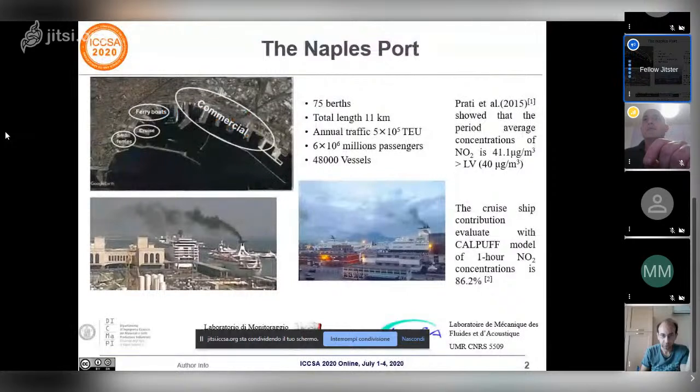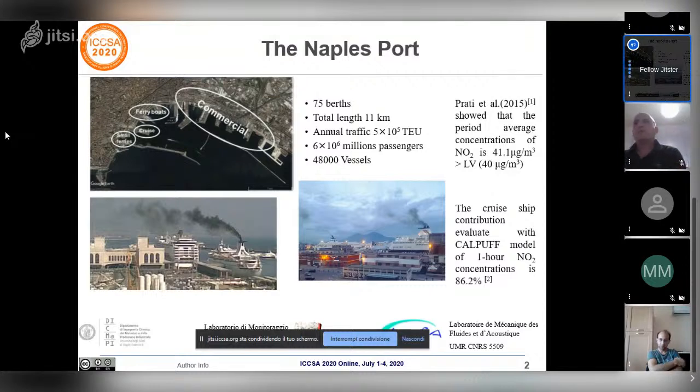So the Naples port is one of the most important ports in the Mediterranean area. It is about 11 kilometers long and formed by a total of 75 berths, divided between terminals for hydrofoils and small ferries, cruise terminals, and ferries and commercial vessels. Therefore, the port serves about 6 million passengers, about 52,000 vessels, and an annual traffic of about 520 thousand twenty-foot equivalent units.